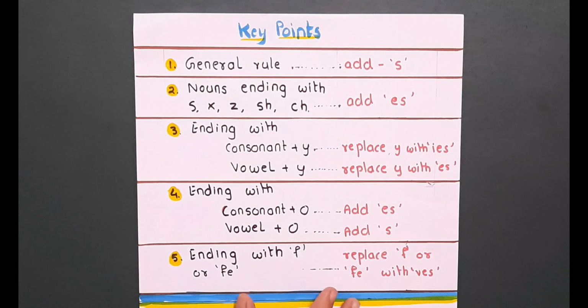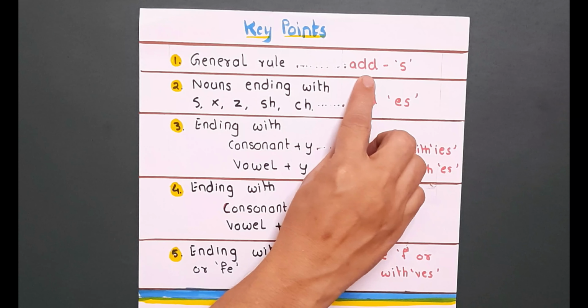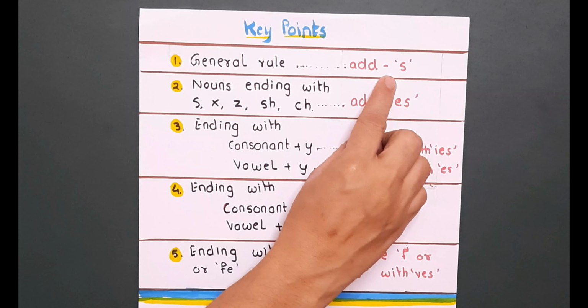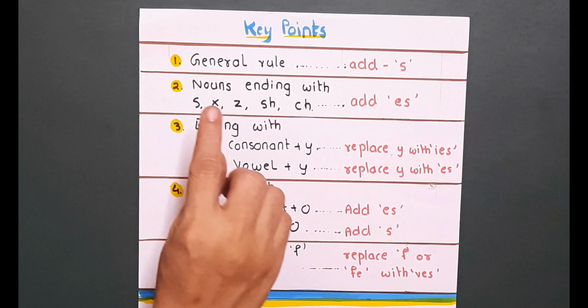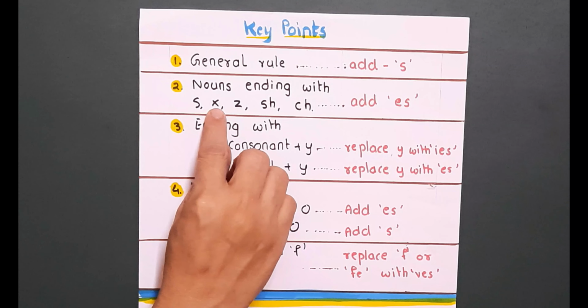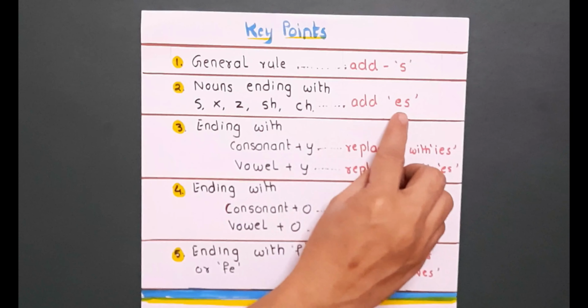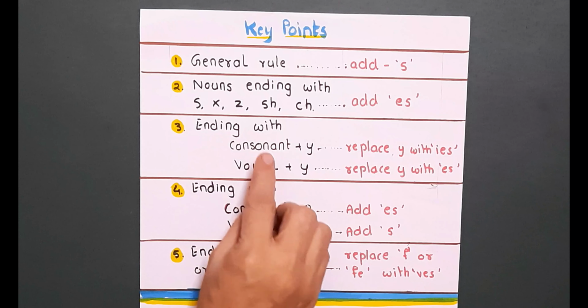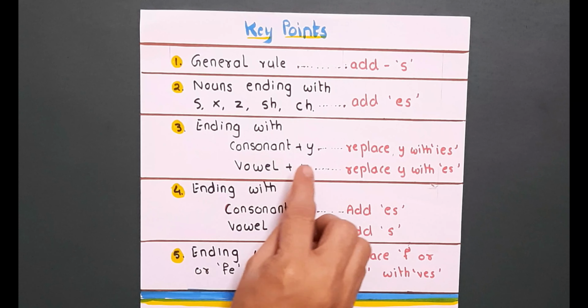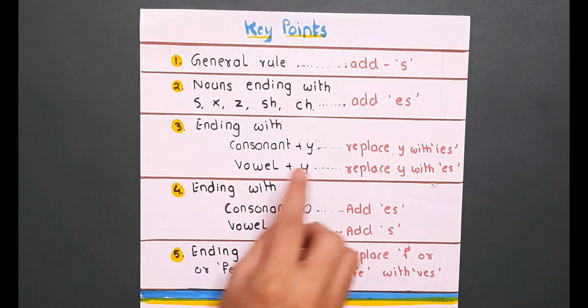Now, let's sum up the rules. The general rule is we have to add s to the noun to make its plural. For the nouns ending with s, x, z, sh and ch, we have to add es. For the nouns ending with a consonant and a y, we have to replace y with ies.